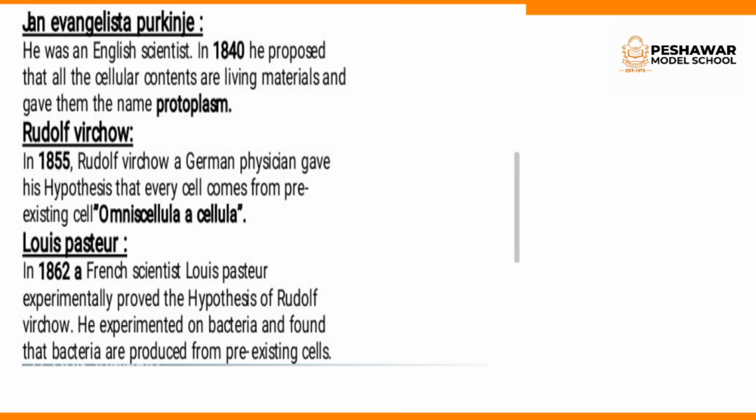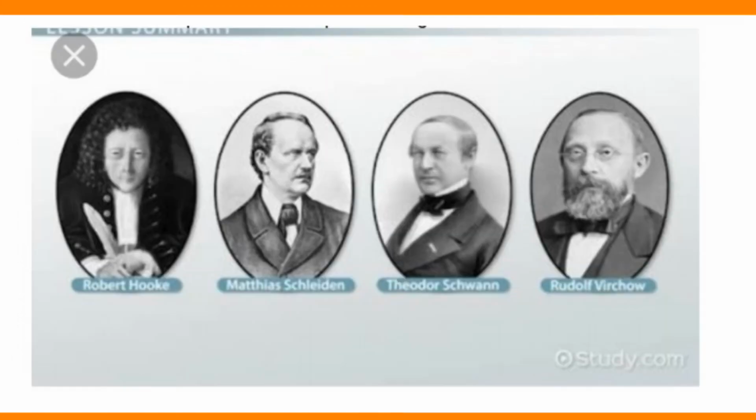Louis Pasteur, the most popular bacteriologist. In 1860, the French chemist and scientist Louis Pasteur experimentally proved the hypothesis of Rudolf Virchow. He experimented on bacteria and found that bacteria are produced from pre-existing cells. So, Louis Pasteur was a bacteriologist and he gave the statement that all bacteria are produced from pre-existing bacteria.